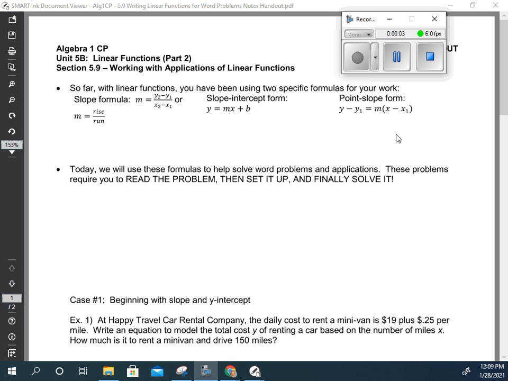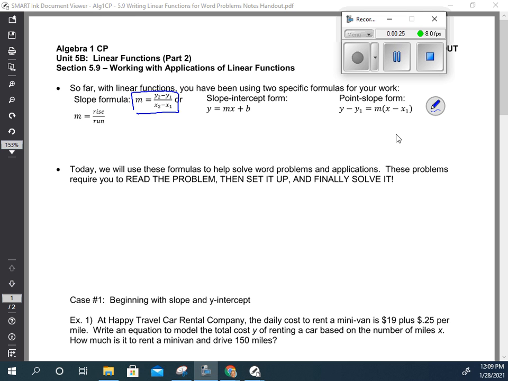So now we're going to practice writing functions based off of word problems. This is directly going to help you with your project. So far, we've used 3 specific formulas. It says 2, but it's really 3.